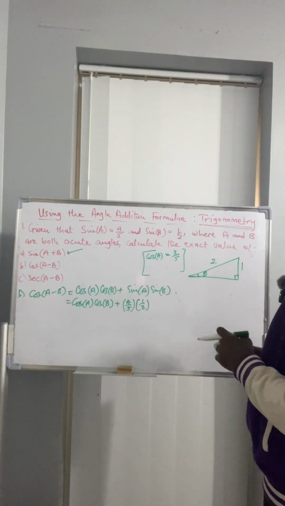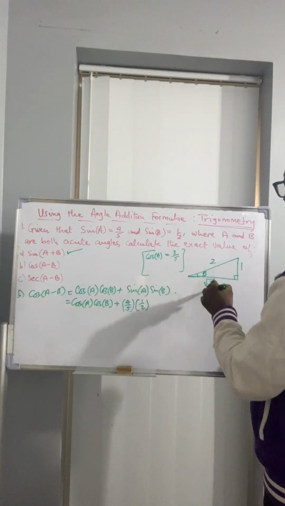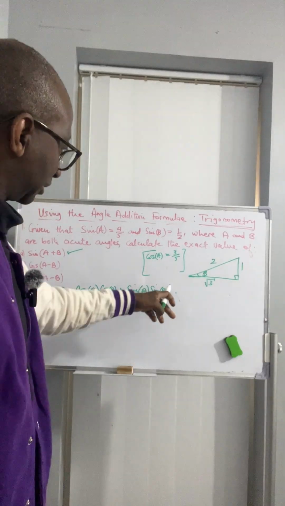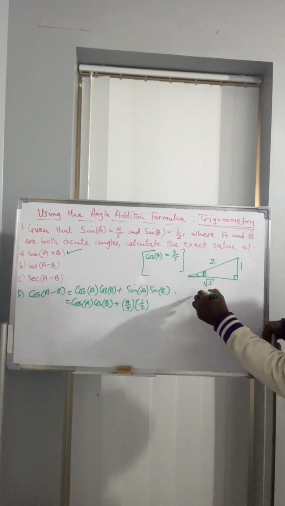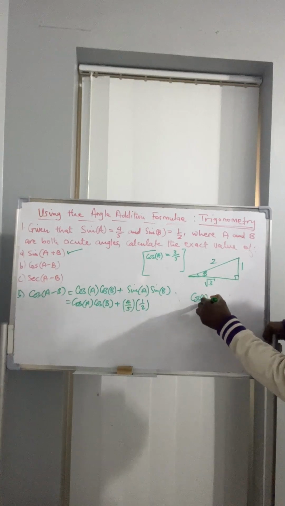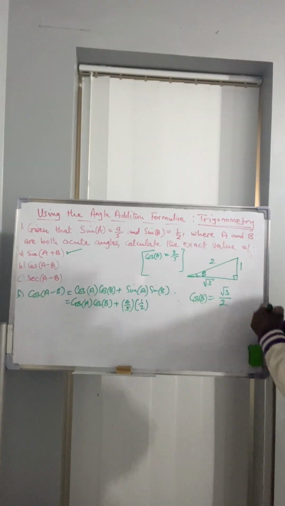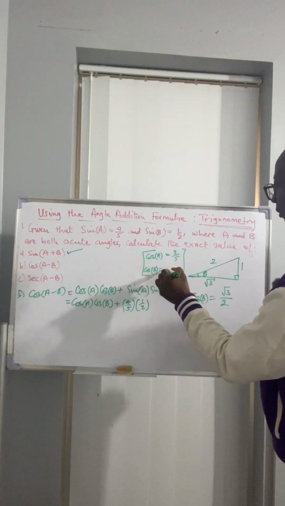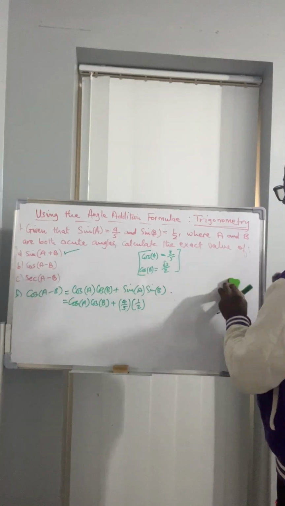Sine is opposite all over hypotenuse. So now what is this side? You know, this side is √3 from your Pythagoras theorem. You can work out what this side is, √3. Go back to the first video. You know how we calculate that. So here, now you will have the cosine of B is equal to the adjacent side, which is √3, all over the hypotenuse side, which is 2. So now you have cosine of B is equal to √3 all over 2. Solve.